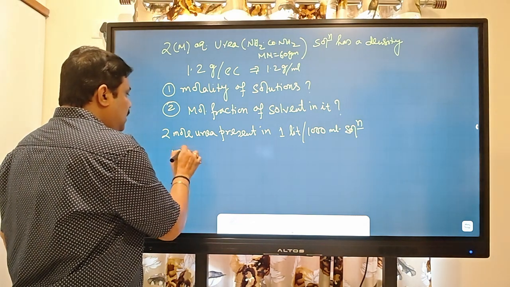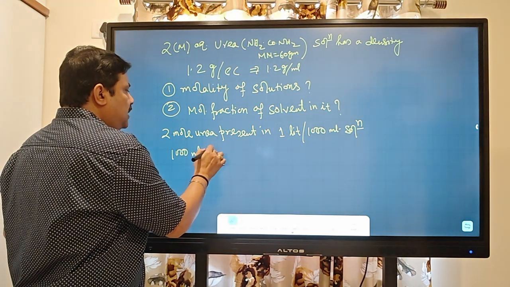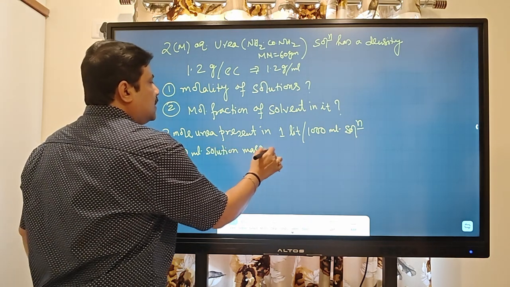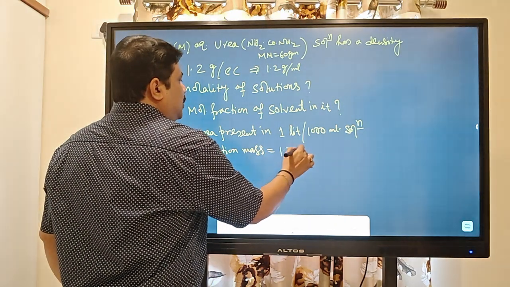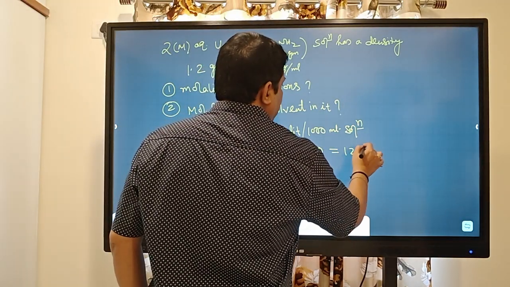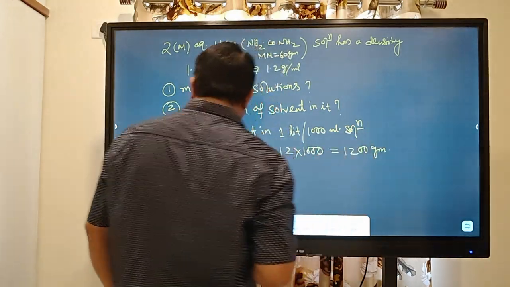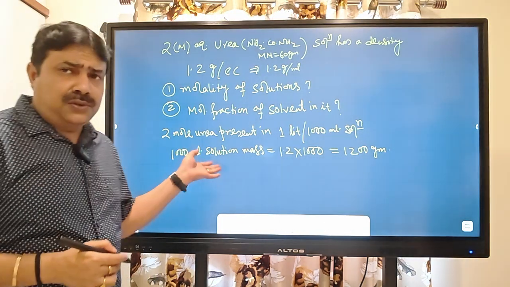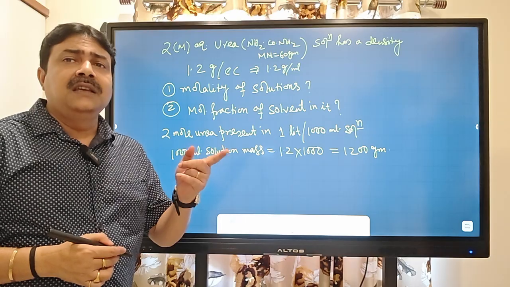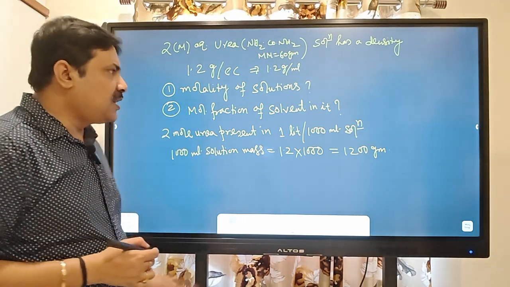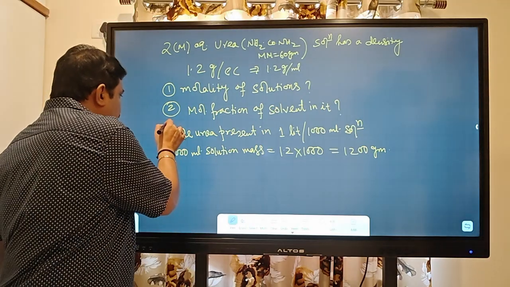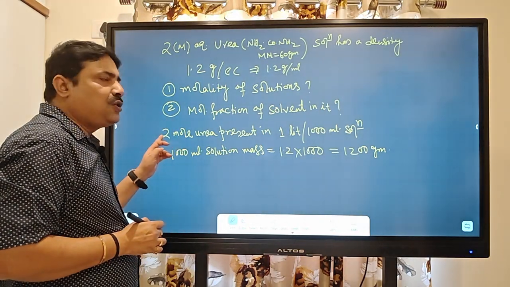Then 1000 ml solution mass will be equal to 1.2 into 1000, which is nothing but 1200 gram. And we know solution mass will be equal to solute mass plus solvent mass, because the solution is composed of solute plus solvent. So solution mass is 1200 gram, and we know out of 1200 gram, solute present is 2 mole.